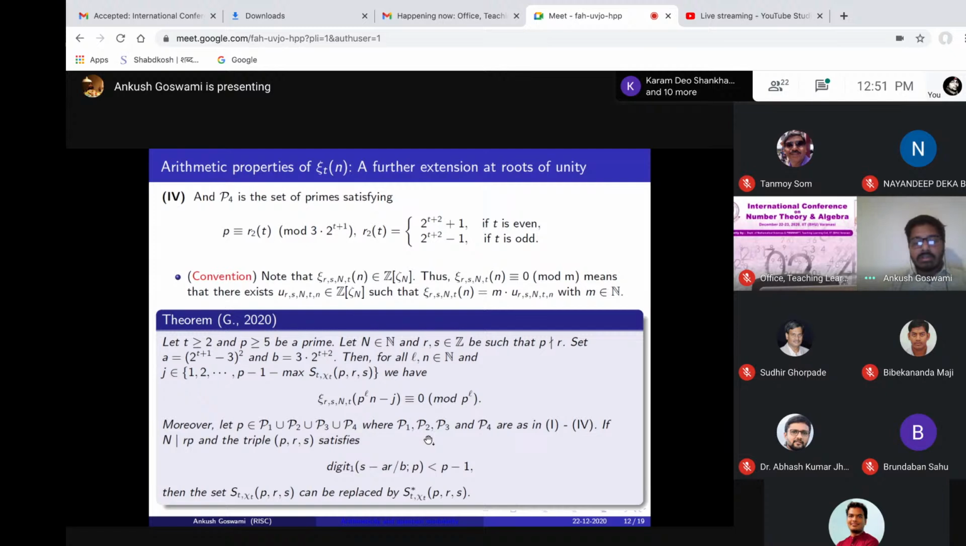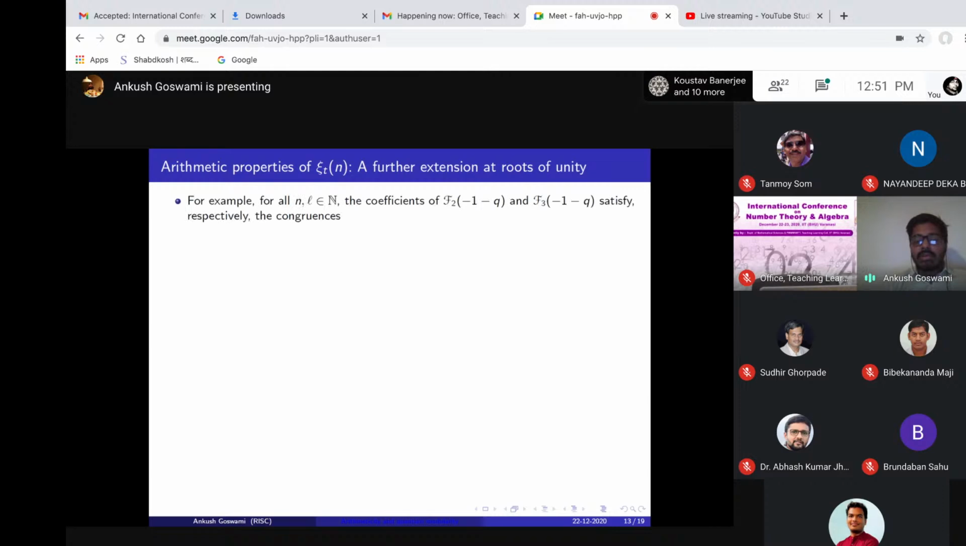Okay. So now a few examples. If you take t equals 2 and t equals 3, and then take capital N equals 2, r equals 1, and s equals 0, both of them, then you get these congruences for the generalized Fishbone number xi 1022, which corresponds to the first function mod 5 to the power of L. And these congruences correspond to the generalized Fishbone number xi 1023, corresponding to the second function.